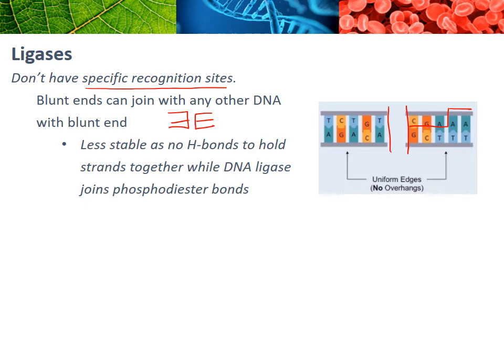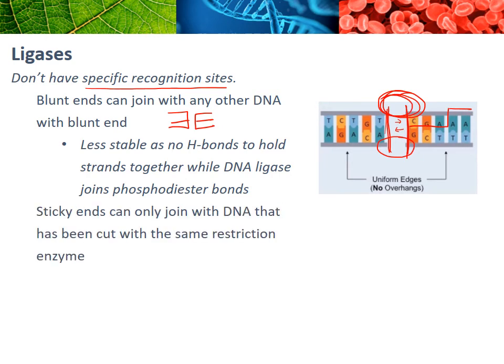The problem with blunt end restriction enzymes and then trying to join them together is that because there's no overhang, there's nothing to hold these together while DNA ligase joins here and here. So blunt end restriction enzymes are not actually used that often in science because they don't work very well. They might meet, but while DNA ligase is trying to join them together, they might just separate again.